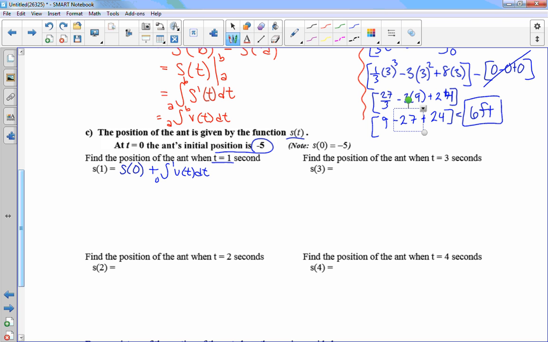And S of 0 is information they tell you. The starting position is negative 5. Then we're going to add, integrating that quadratic again, t squared minus 6t plus 8 dt, to find its position at time t equals 1. Make sure that looks like a 5, not an S.